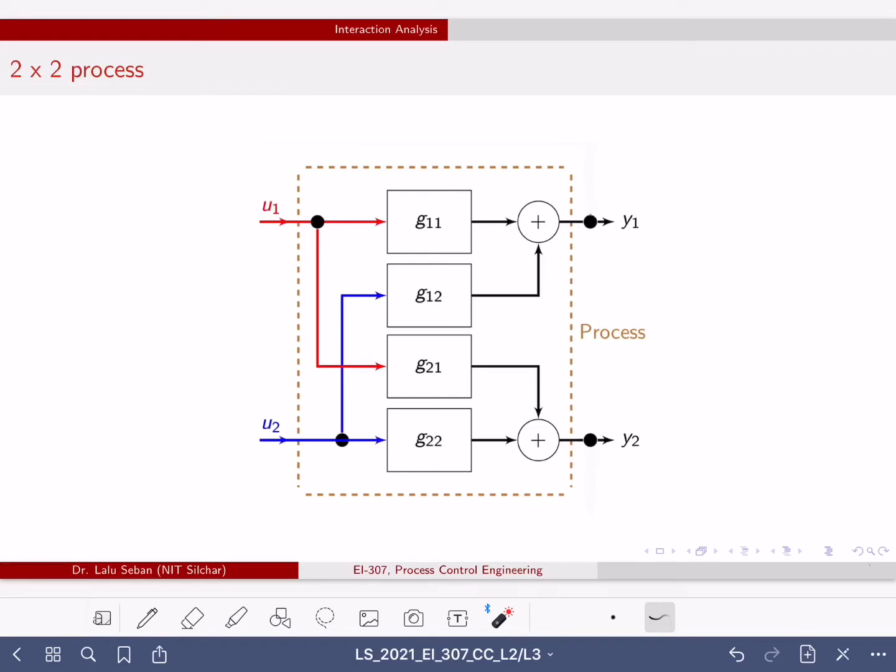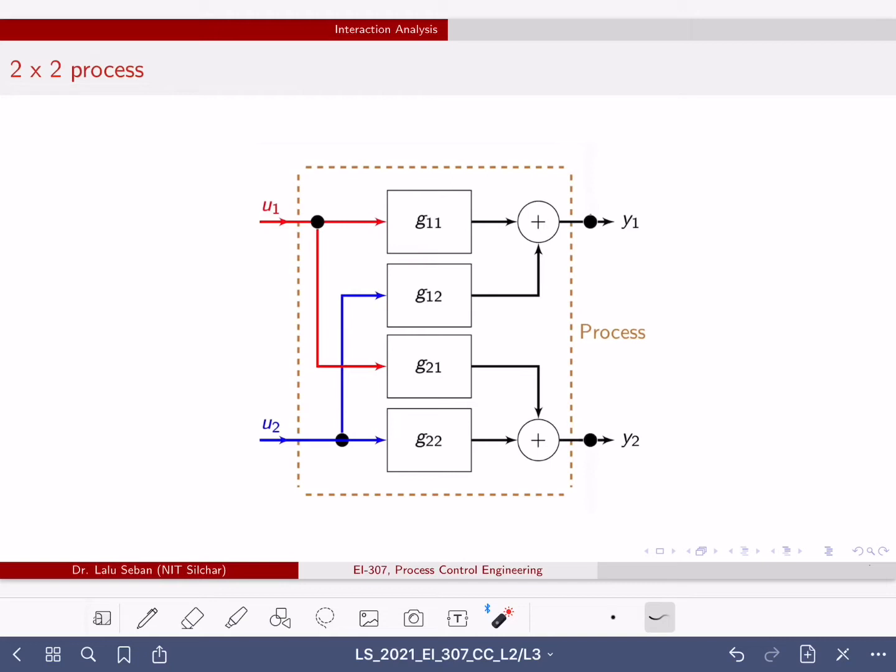So when we decompose this 2 by 2 process, we can say that G11 is a relation between output 1 and input 1. Similarly, G12 is a mathematical relation between output 1 and input 2. Similarly, G22 is a relation between output 2 and input 2. So these are the mathematical relations. Simply we can say that these are the transfer functions relating the corresponding output and input.